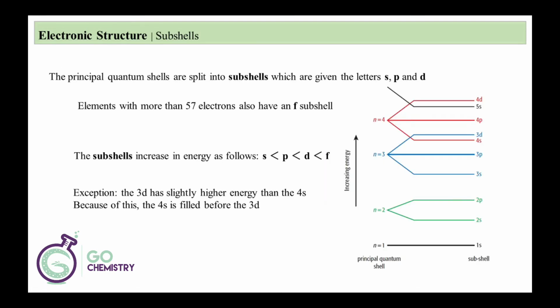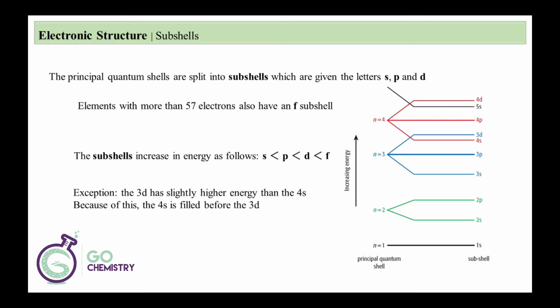The figure here is showing the principal quantum shells numbered from 1 until 4, as you can see here. They are arranged here by increasing energy from number 1 to number 4. Those principal quantum shells are split into subshells, which are given the letters S, P, D, and F. And actually you will find that the elements with more than 57 electrons have also an F subshell, which means that those with less than 57 electrons will have only S, P, and D subshells.